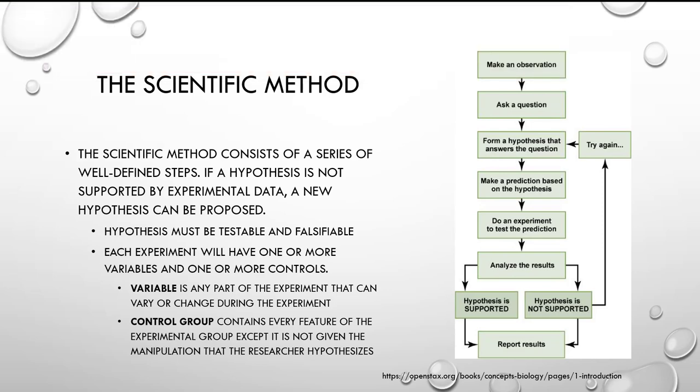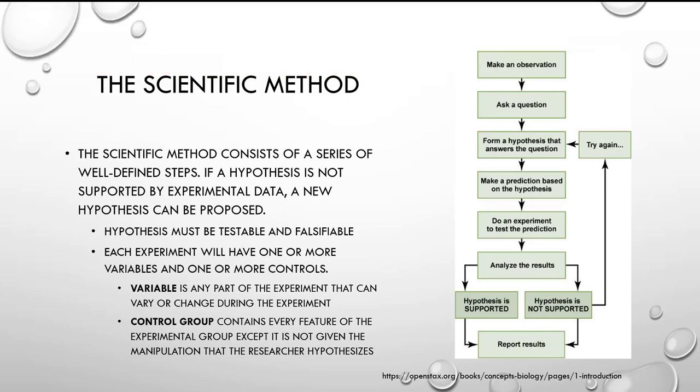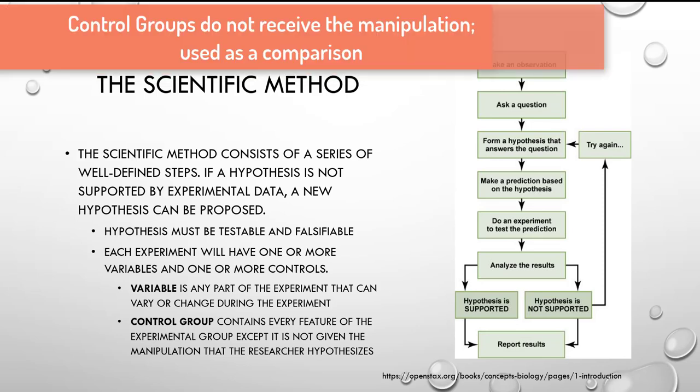But generally, in a more complicated lab experiment like you would be performing in this course, you might have different treatment groups. In different treatment groups, you'd have an experimental group that you're giving a treatment or manipulation to, and then you'd have a control group where you don't give the treatment.